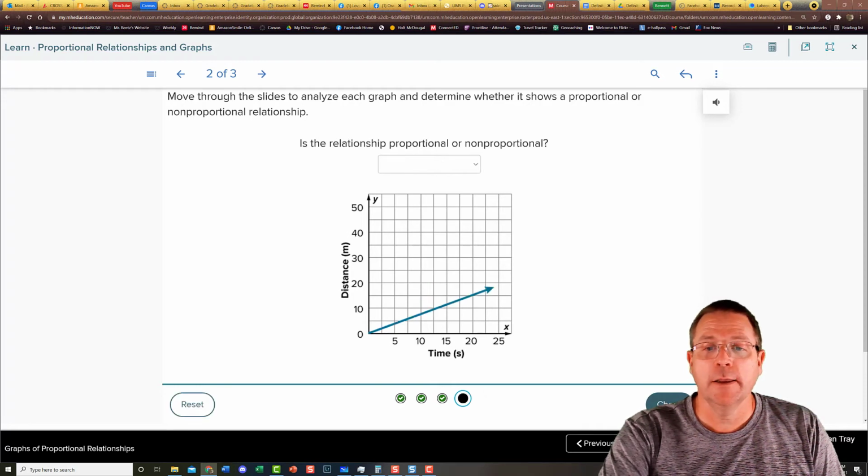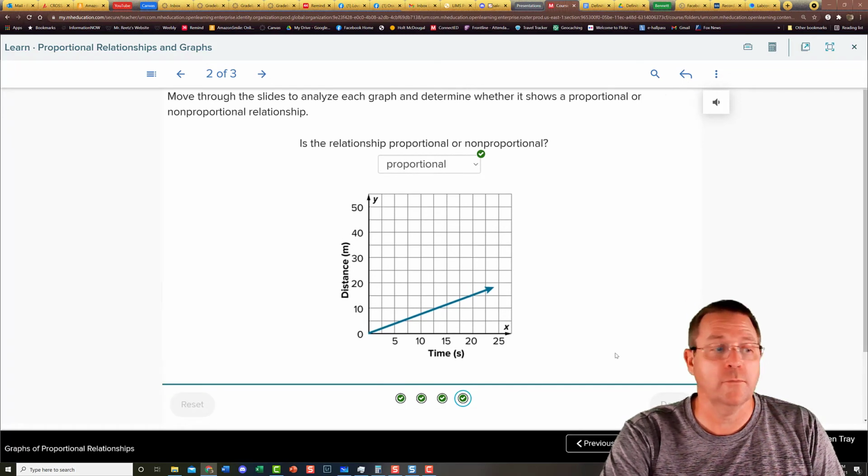And finally, is this last graph going to be proportional? It is a straight line. It does go through the origin. It is going to be proportional. Easy math. Anybody can do these things once you learn the rules.